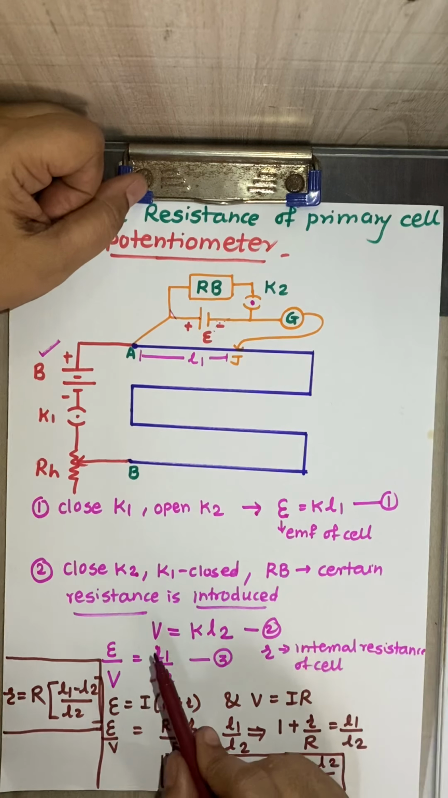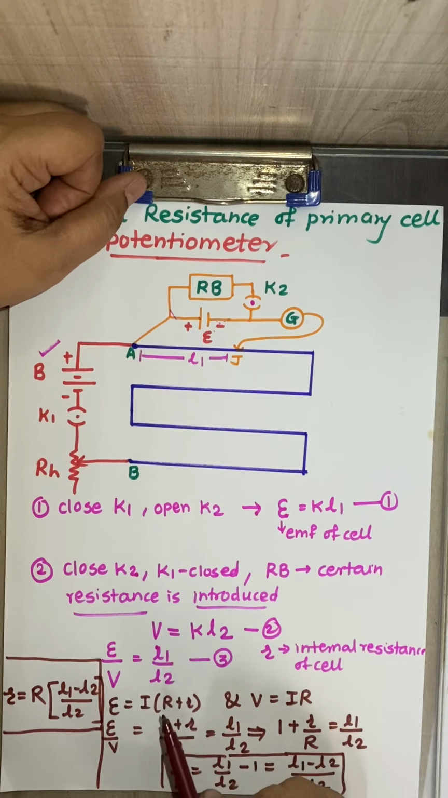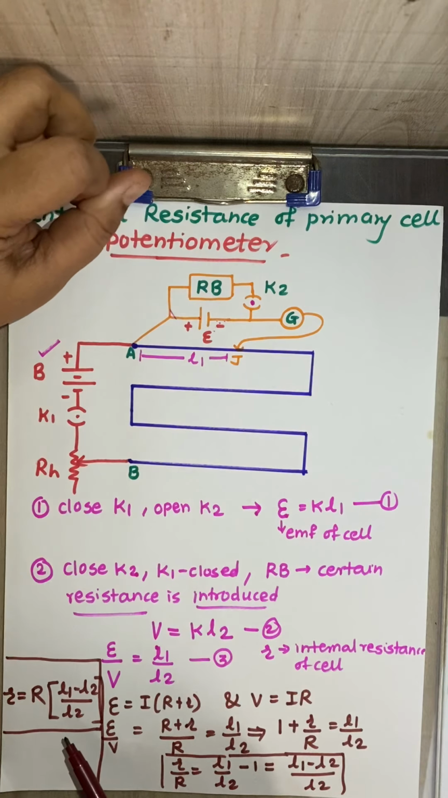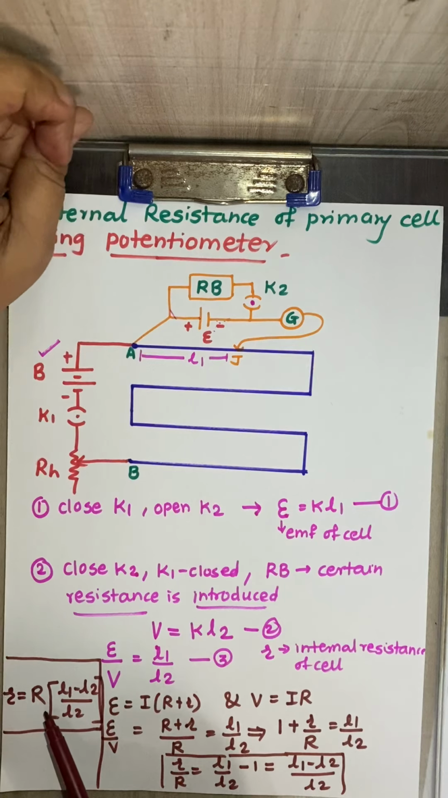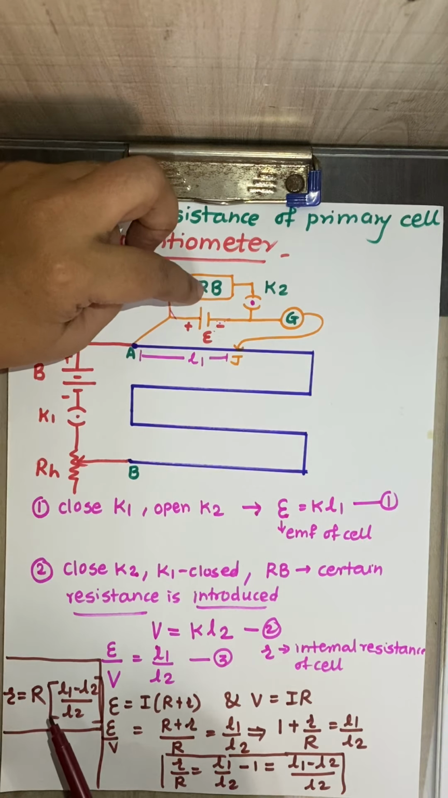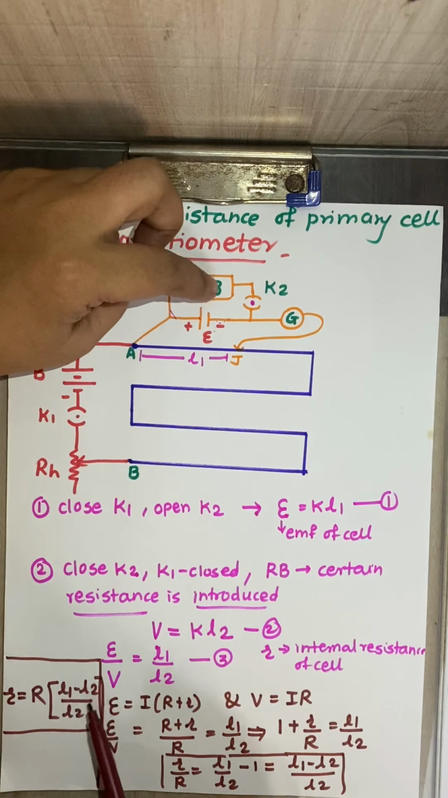So we get the equation V is equal to KL2. Then we introduce the equations according to our theory part, and we get the resistance r is equal to capital R, which is removed from the particular resistance box. Removed in the sense it is introduced. Okay, (L1 minus L2) by L2.